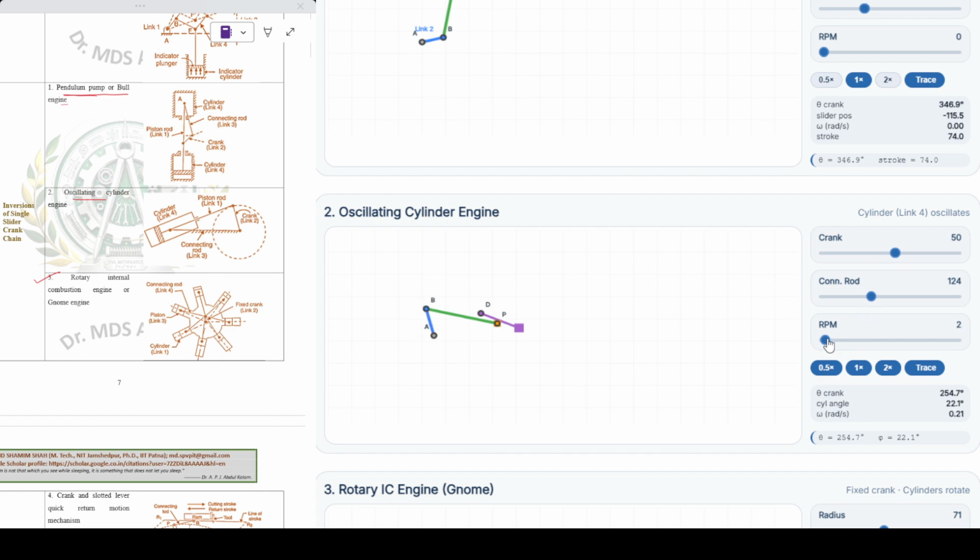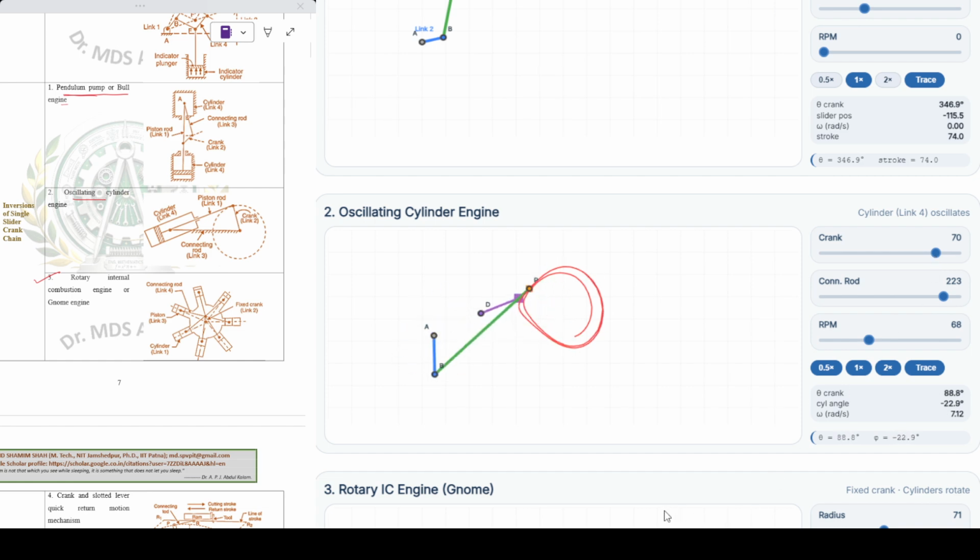I have just started the motion, doing motion in the oscillating cylinder. Now match this oscillating cylinder animation with this diagram. Is it matching now? The trace or the path motion taking place by the oscillating cylinder is like this. Make the RPM a little higher. Connecting rod, I am increasing length. Just decreasing the crank length. See how the motion is doing.